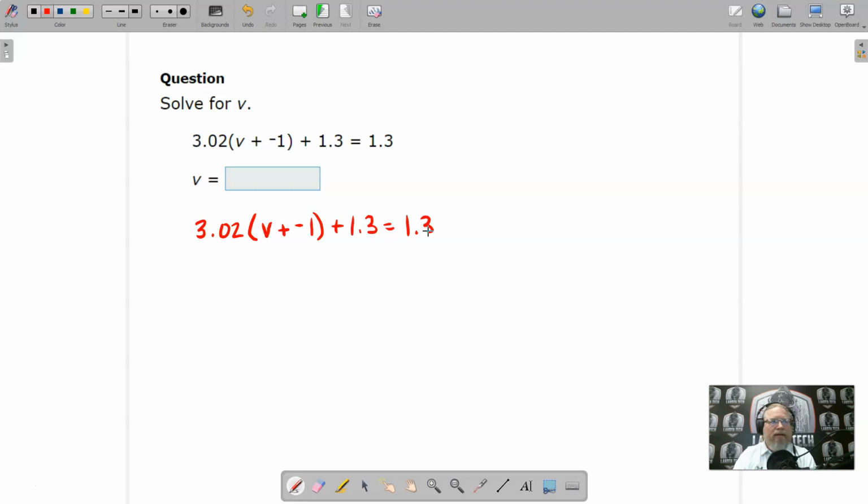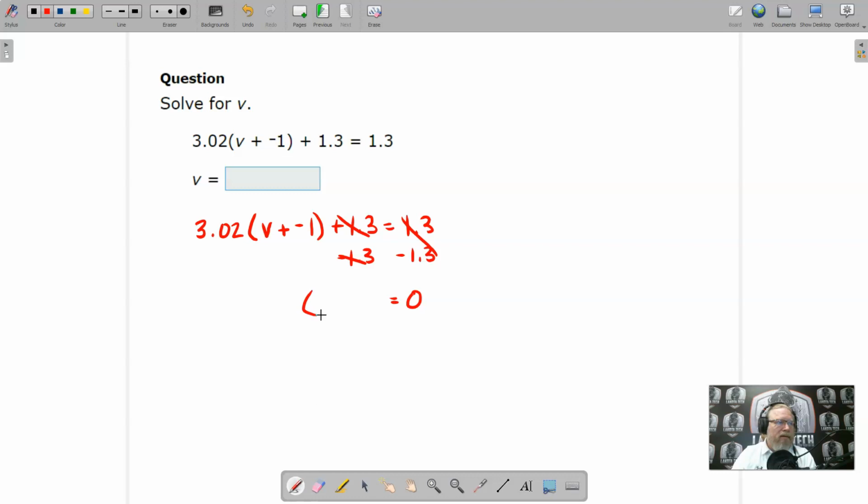Well, you notice these two numbers are the same. So let's go ahead and subtract 1.3 from the left and subtract 1.3 from the right. These are going to cancel each other out and leave me with nothing. Well, what's the number we use for nothing? 0. So we have 0 over here. These are going to cancel each other out here, and now I have 3.02.